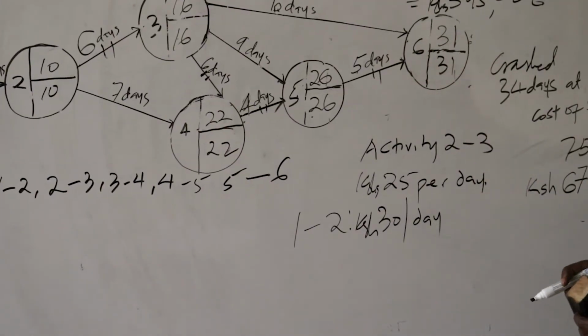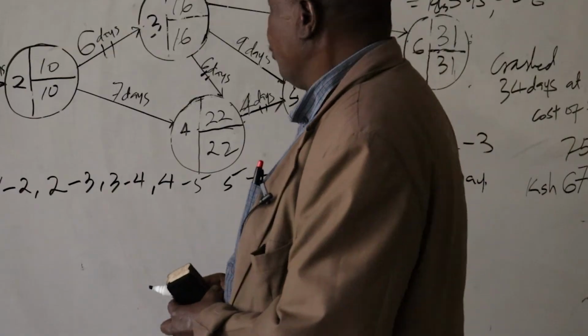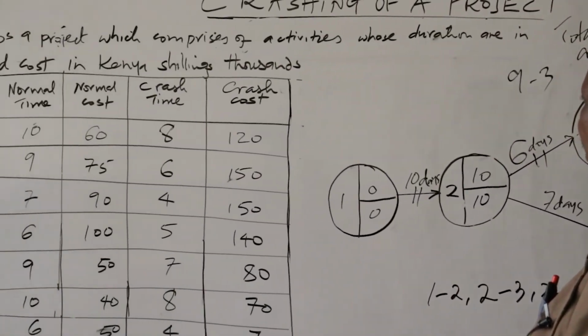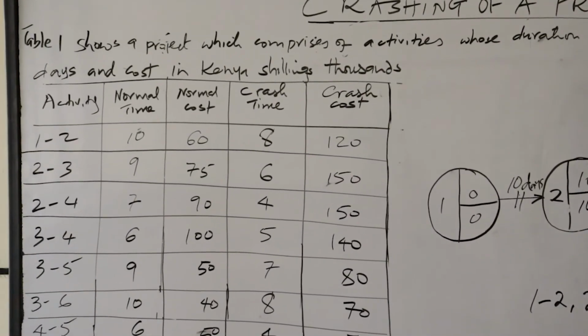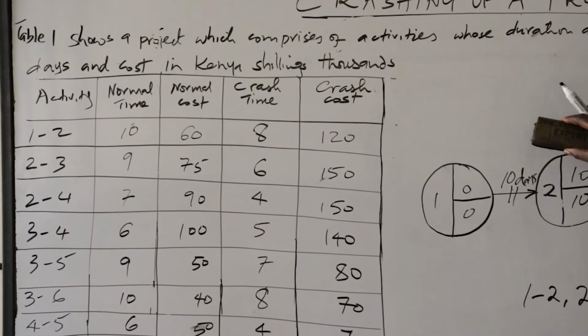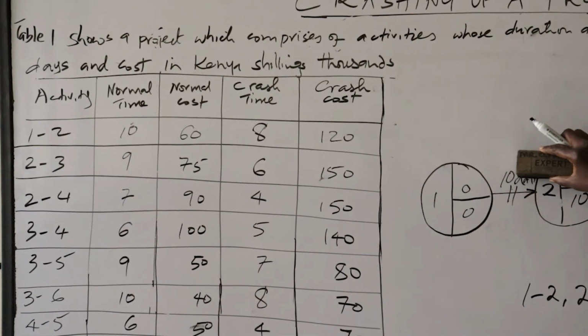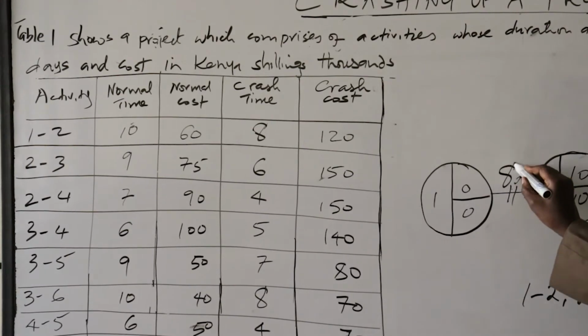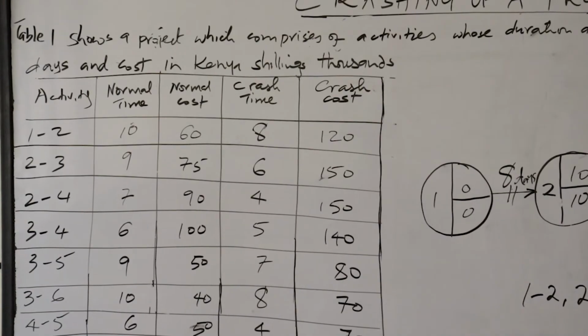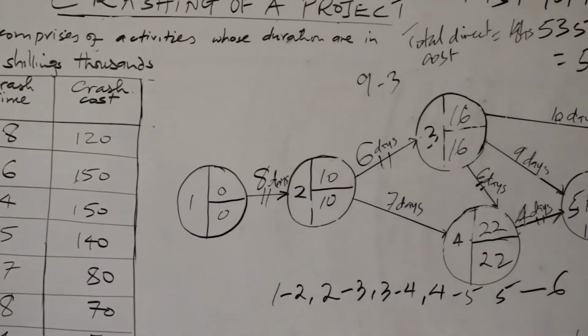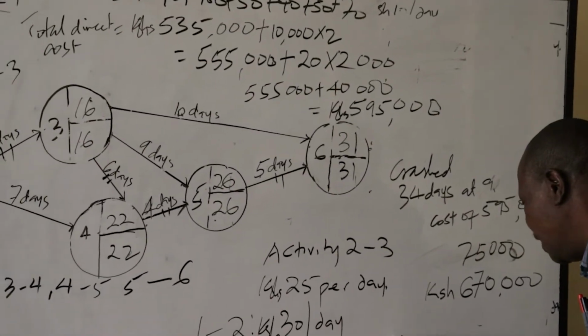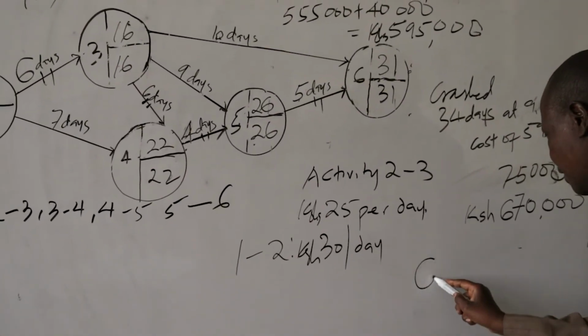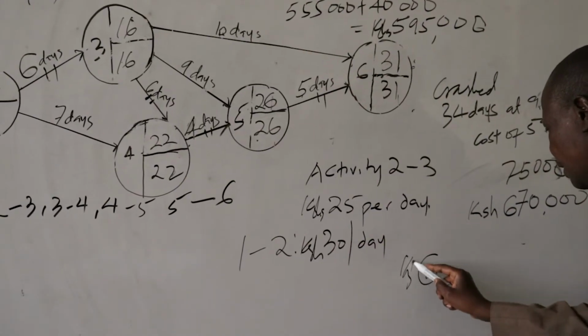So when we crush activity 1 to 2, and there are 2 days available for crushing, this one becomes 10 minus 2, which is 8 now, because the activity is crushed by the available 2 days.